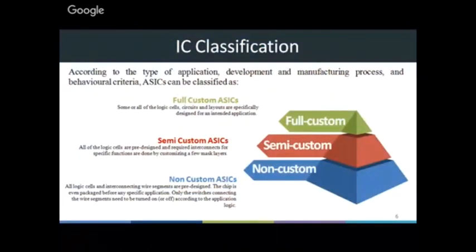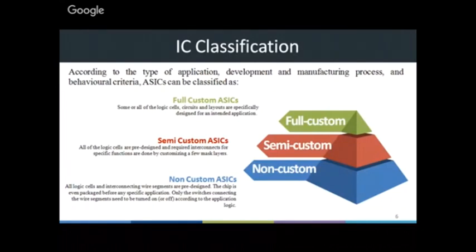So on the basis of application, development and manufacturing process, and behavioral criteria, ICs can be classified into different types. On the basis of application, these are of three types: one is analog IC, second is digital IC, and third is mixed signal IC. On the basis of number of components, these are classified into small scale integration, large scale integration, very large scale integration, and ultra large scale integration. On the basis of technology used, these are further divided into TTL family, ECL, MOS, and BiCMOS.